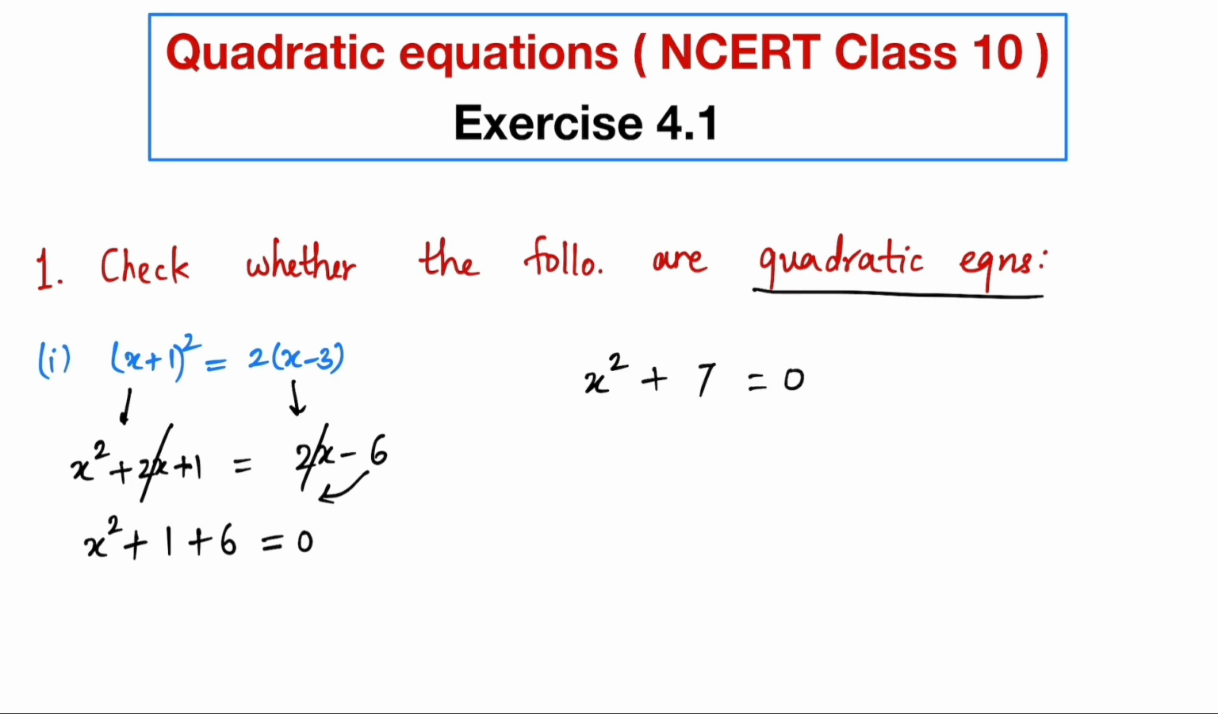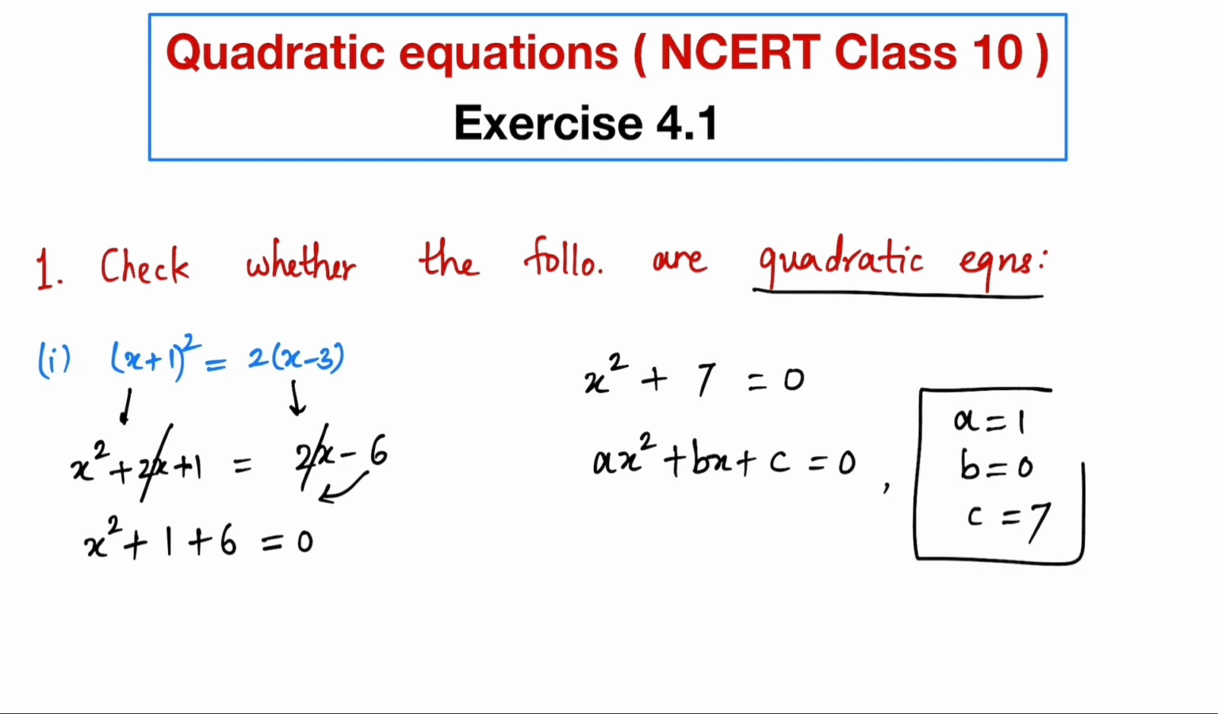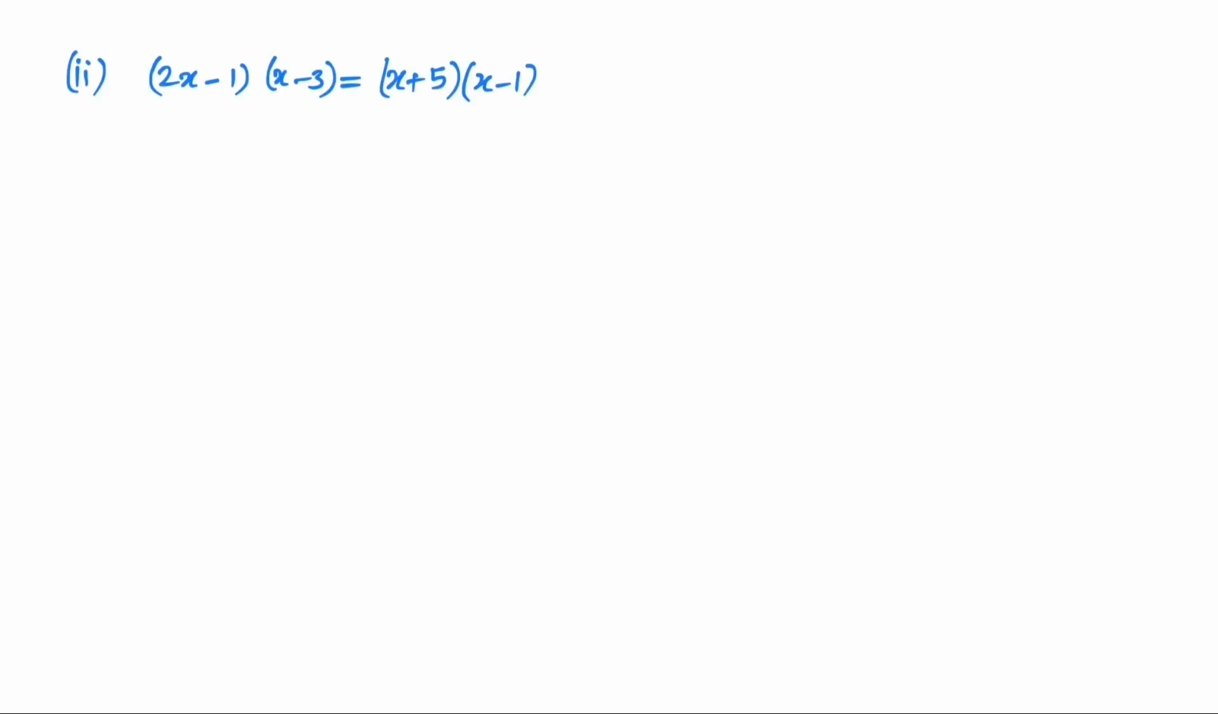Now this equation is in the form ax square plus bx plus c is equal to 0, where a is equal to 1, b is equal to 0 and c is equal to 7, right. That means this equation is a quadratic equation, right. Let's solve the next question.